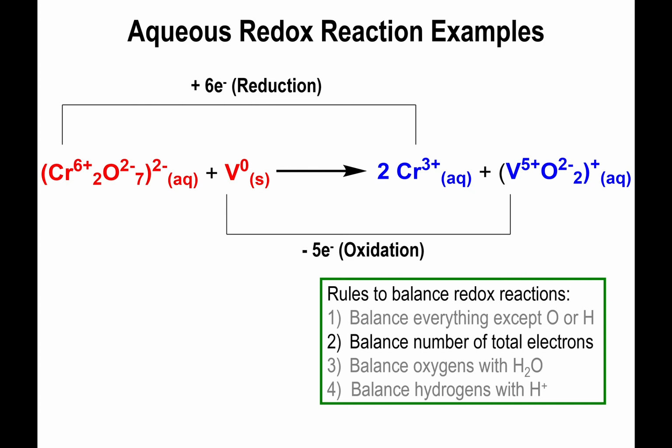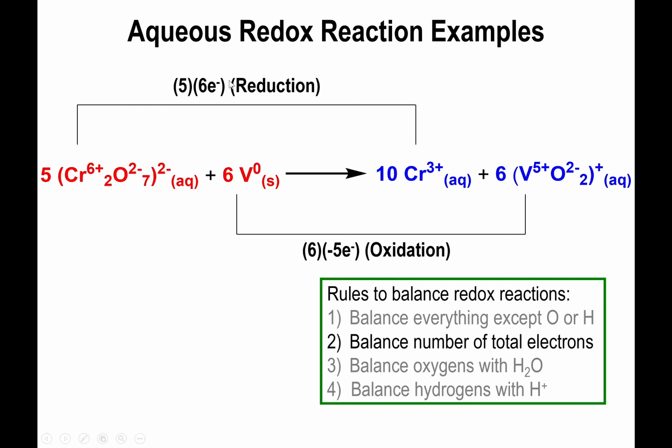Now that we have the electrons, now we do the cross multiplication I was telling you about. So we're going to multiply the top number by 5 and the bottom number by 6. But notice what has happened. The moment I multiply the top portion by 5, I also multiply the direct reactant and associated product by 5. The moment I multiply the bottom portion by 6, I multiply the direct reactant and direct product by 6 as well. This balances the number of electrons, but it also balances completely and properly the non-oxygen, non-hydrogen atoms.